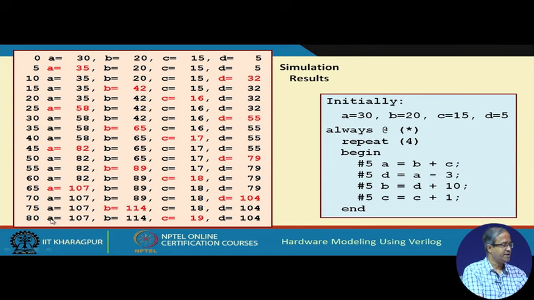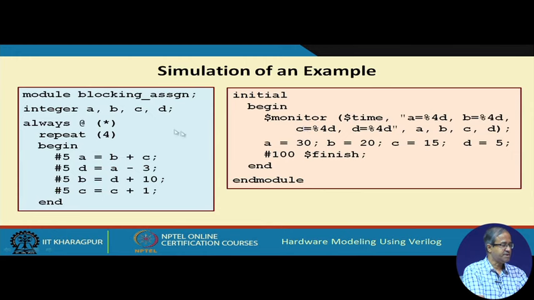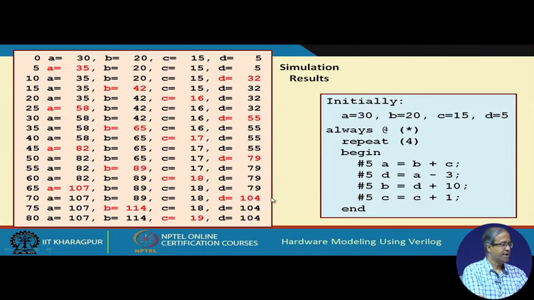So, at the end you get results like this. Just by simulating this code you get results like this, where the variables change like this. So, the point to note there is that every time this loop is executed, you execute them statement by statement. One statement is finished, then only the next statement starts.